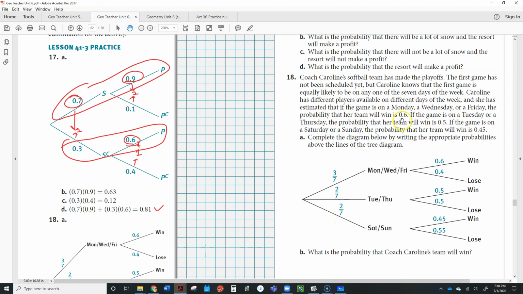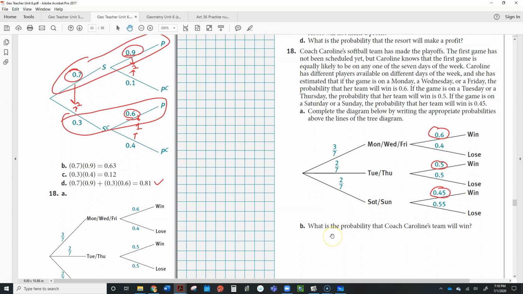Then they give us this information. All of this information over here is given. So the 0.6 was given. The 0.5 right here was given. I'm going to circle the givens. This is given. This is given. This is given. So how did we figure out this? I said 1 minus 0.6, that gives me 0.4. 1 minus 0.5, that gives me 0.5. 1 minus 0.45, that gives me 0.55. So that's where I got those numbers.